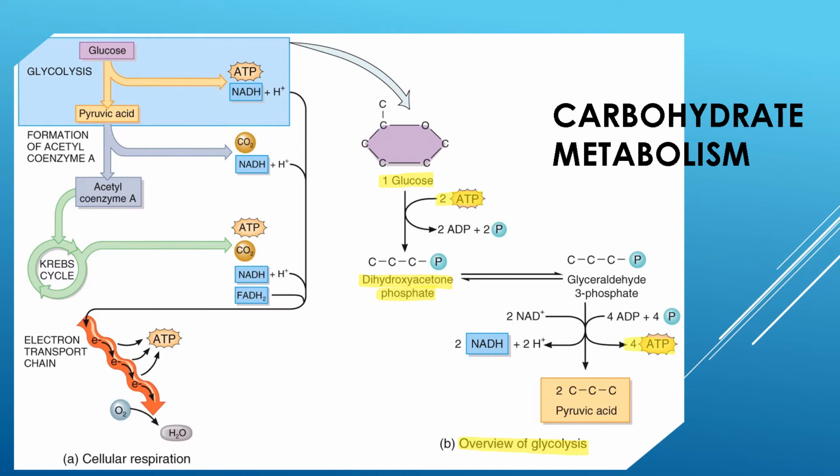So what that means is that it produces 4, but we're going to consume 2 in the beginning. So we have a net 2 ATP molecules produced. So we have this net gain of 2 ATP molecules for each glucose molecule that's oxidized into 2 pyruvic acid molecules.